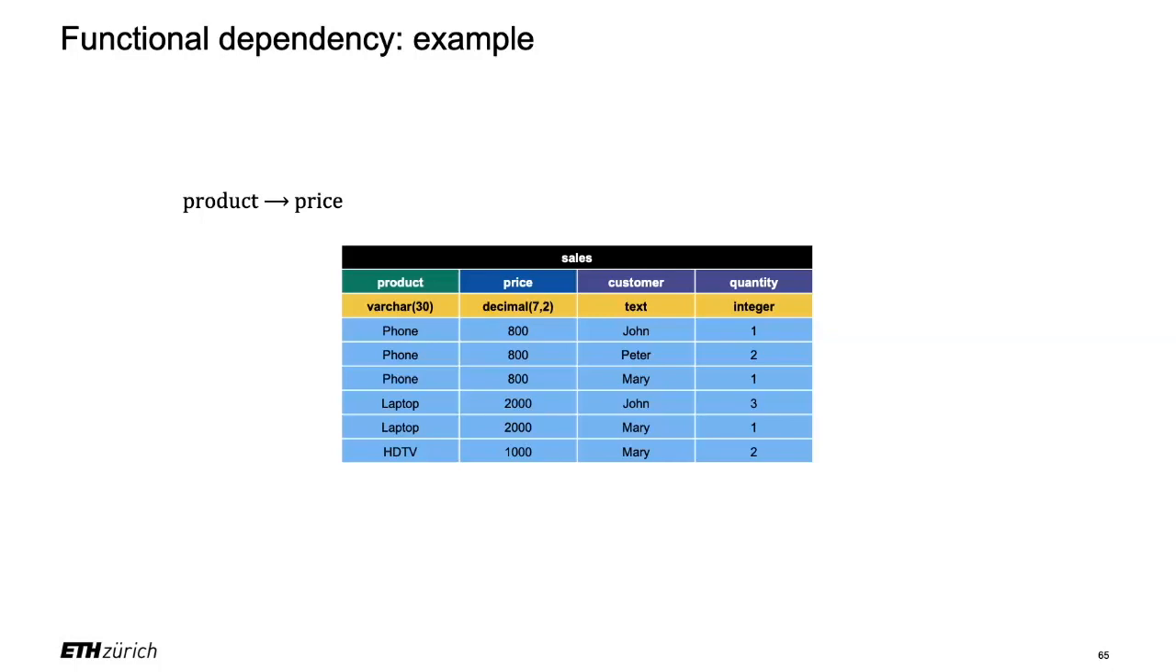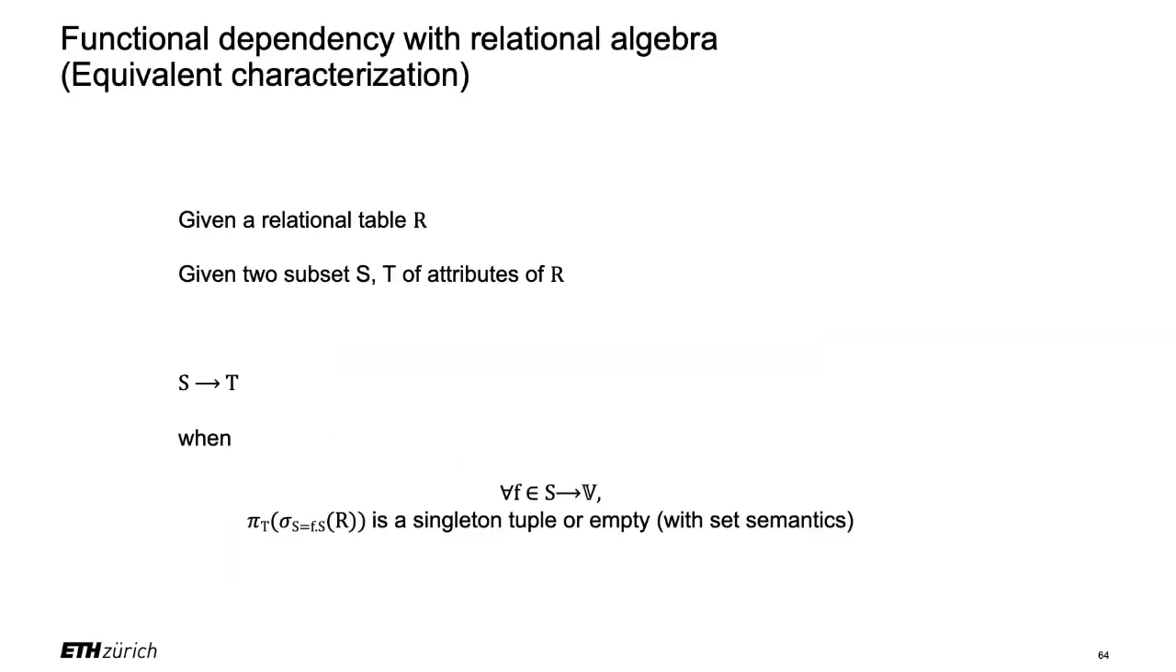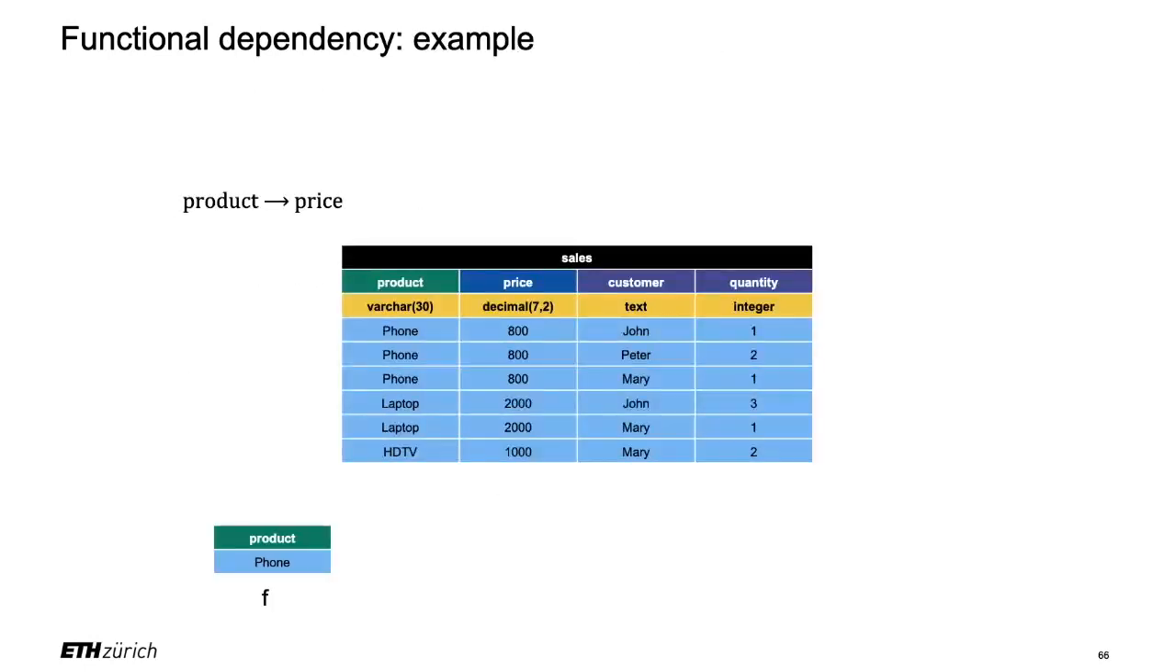Here it's true. You can see visually that phone is always 800, laptop is always 2000, and so on. So it's true. But let's see now our characterization. I'm picking one small tuple f. All I need is the product. I don't care about the rest. So I'm picking one value for the phone.